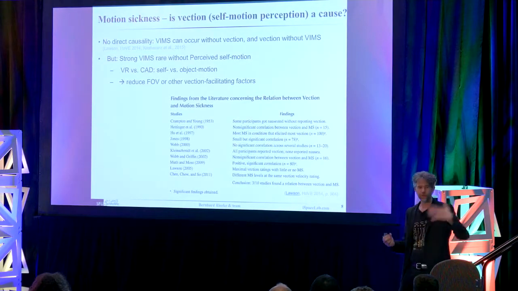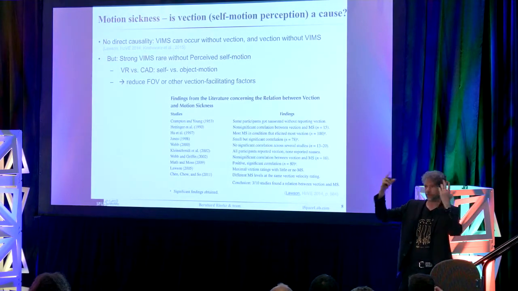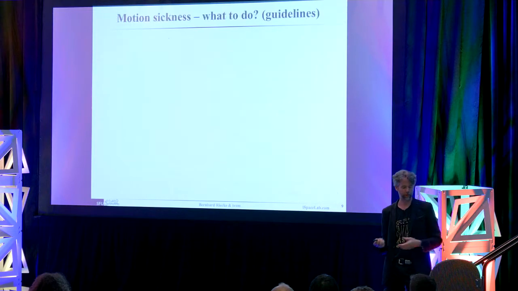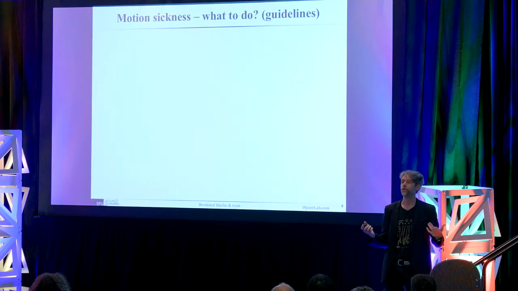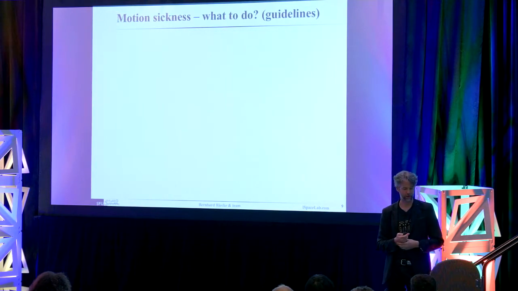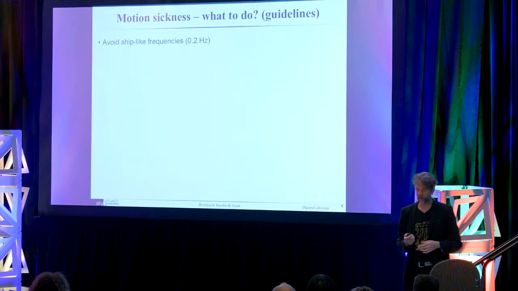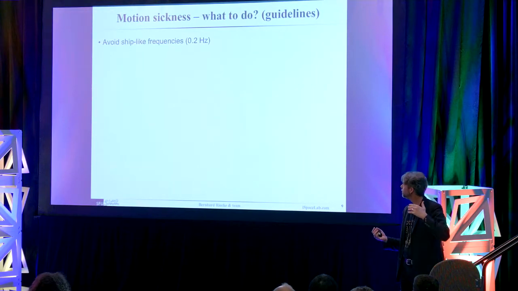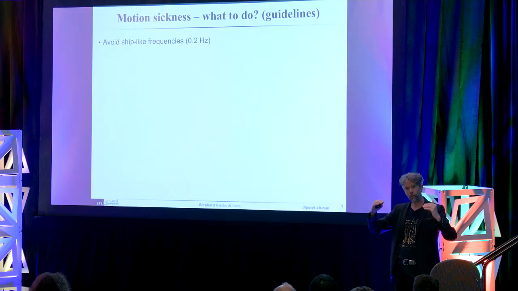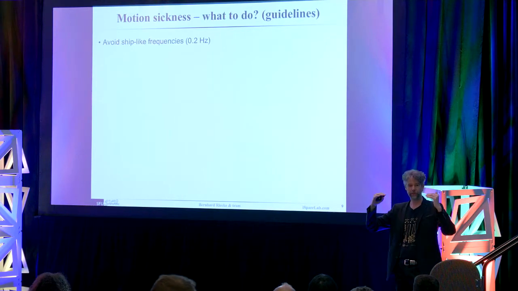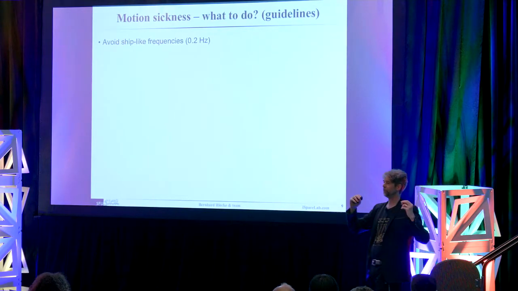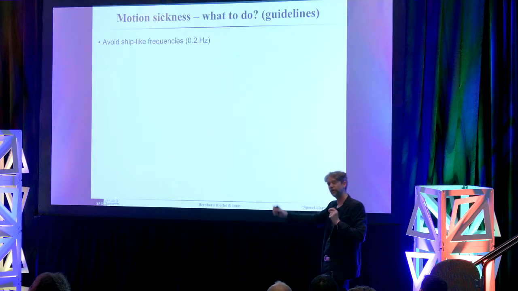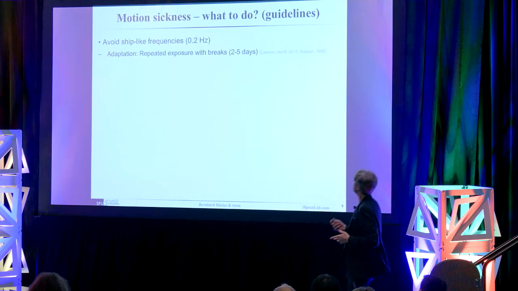Reducing the field of view is the one thing that helps the most, but often enough you still want to see it realistically. So what can you do? I'm not going to go through all the theories. If you're interested in that, it's in the full tutorial slides. But just very quickly, one of the things to not do is these ship-like slow up and down frequencies. There's wonderful research actually investigating what kind of frequencies make you the most sick. Great research.